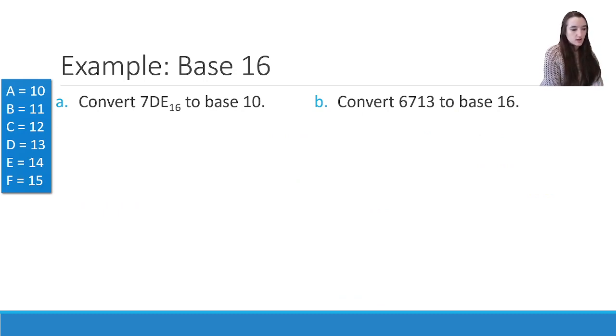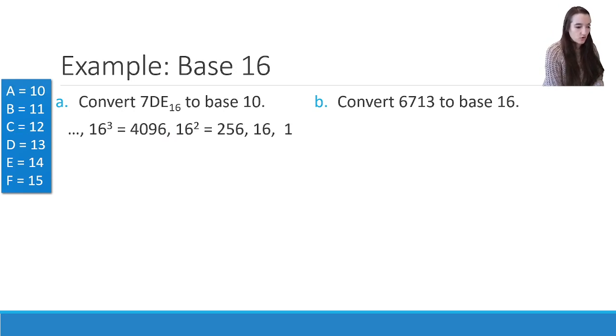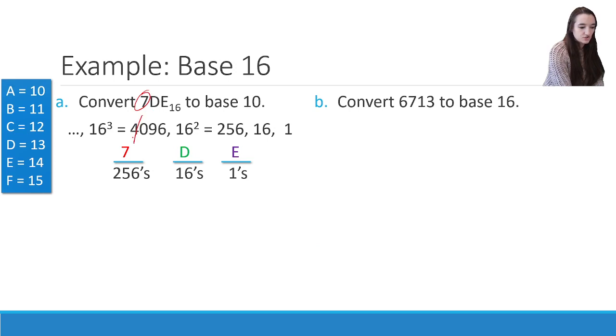So if I want to convert 7DE, which is in base 16, into base 10, we start by noting the powers of 16, the powers of our base. So 16 cubed is 4,096, 16 squared is 256, then 16, then 1. We need how many of these? Essentially, we only have 3 positions, so I'm only going to need 3 place values. So I'll have the 256 place, the 16's place, and the 1's place. And I just place each piece in order.